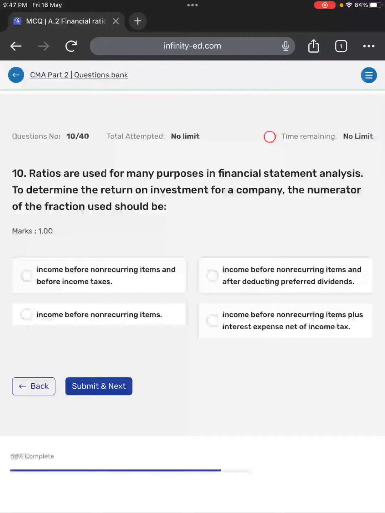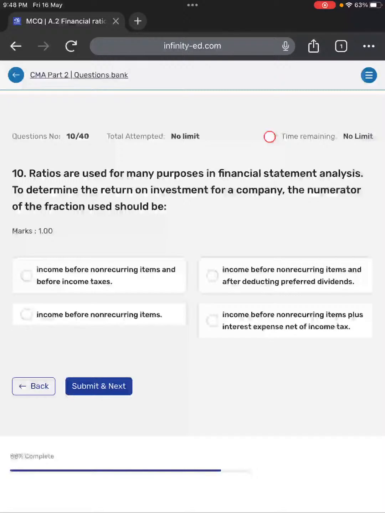Now question number 10. Ratios are used for many purposes in financial statement analysis to determine the return on investment for a company. The numerator of the fraction used should be income before non-recurring items and before income tax. Okay, return on investment. What is the return on investment formula? Return divided by investment, a simple ratio.